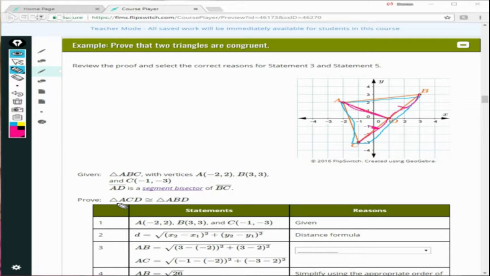Prove triangle ACD is congruent to triangle ABD. So we are trying to prove that the new triangle ACD, this one, is congruent to the triangle ABD. So we need to come up with some statements. And I'm going to clear that because it does not come with me when I scroll.